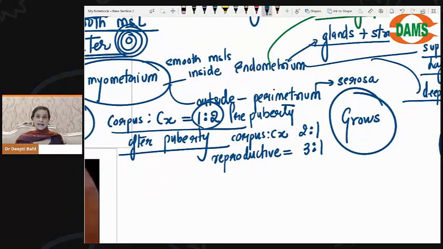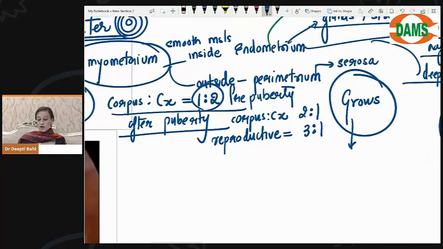It is going to grow. As compared to a newborn girl, in an adult female the uterus is going to grow. Can you tell me, what did I say? It grows under what effects? What effects? I said hormones. Yes, do you remember? I said hormones. Okay, so it grows under the effect of estrogen.